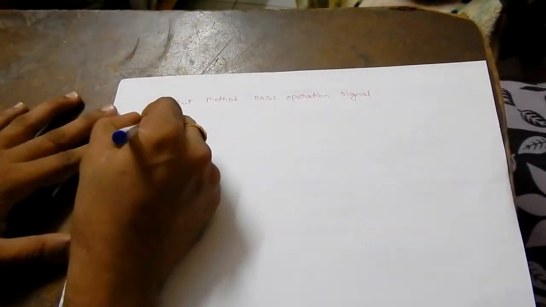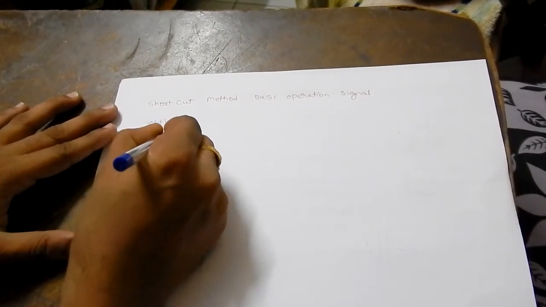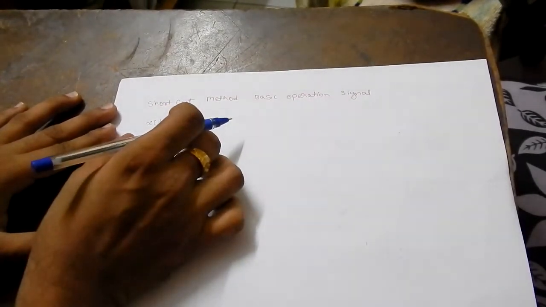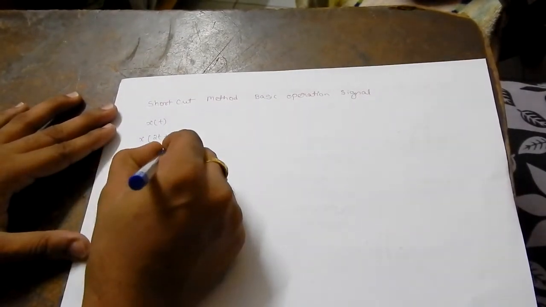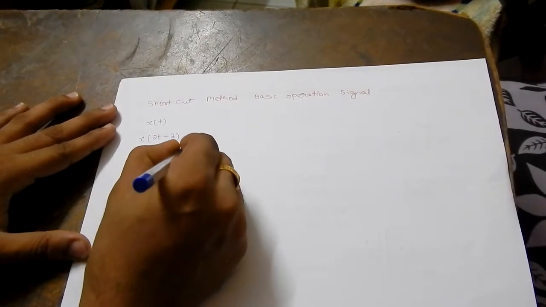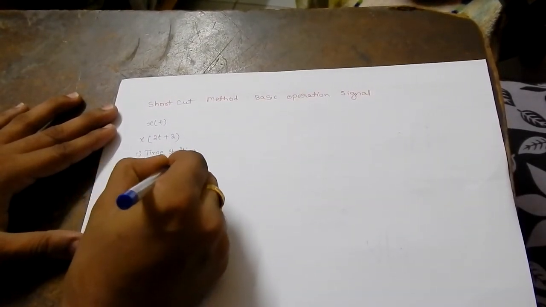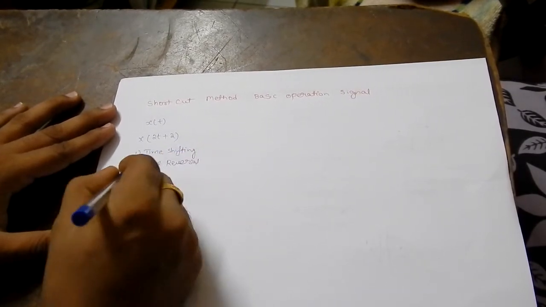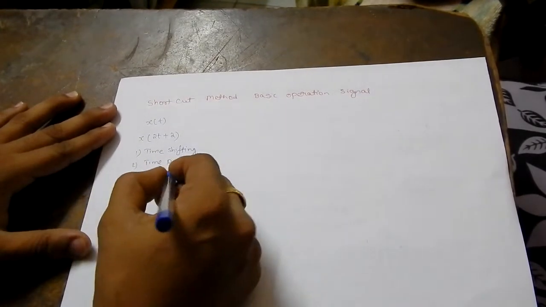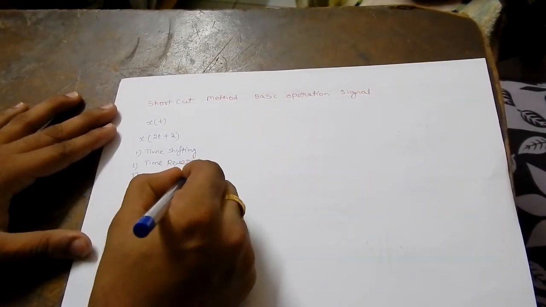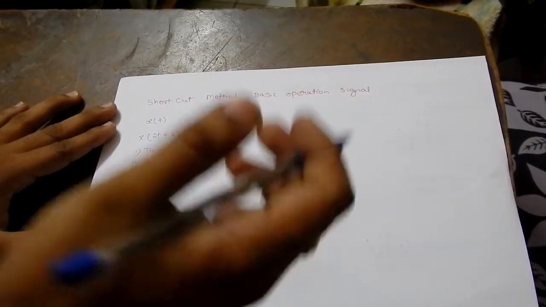For any signal, if I want to do x of 2t plus 2, what do we have to do? We have to do the time shifting first. After that, if there is any reversal, time reversal. And finally, we have to do the time scaling. So we have to draw each and every step and obtain these signals.